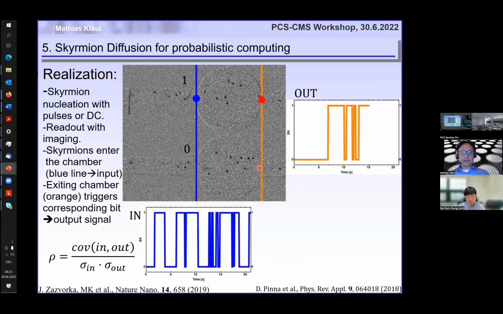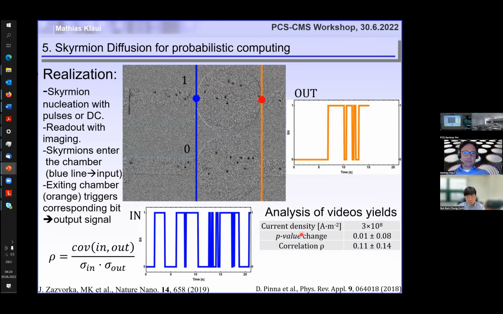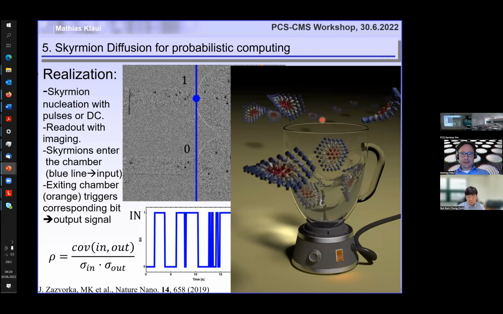And we can quantify this, and we find that the p-value, which is the number of ones and zeros, stays exactly the same. So this means not a single skyrmion has gotten lost, and that's because we have this topological stabilization. But the correlation is down to 11% between the input and the output stream. So this is really good, because it means that we can now generate decorrelated bit streams as necessary for stochastic logic. And this was actually tried to make the cover page of Nature Nanotechnology, and we obviously failed, but I still want to show you. This is our skyrmion mixer, our reshuffler.